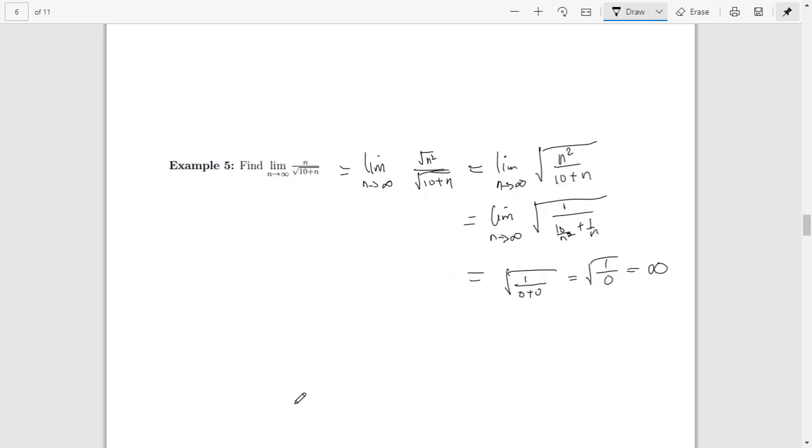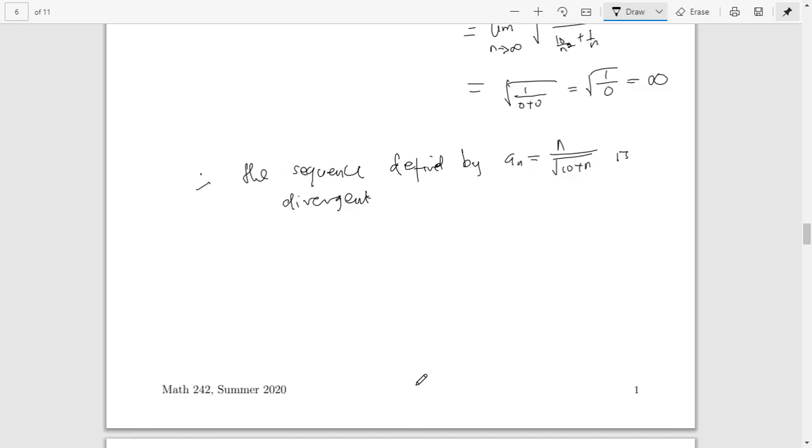So what does this tell us? Therefore, if we define a sequence defined by a sub n is equal to n over square root of 10 plus n, it is divergent. Because this limit does not exist or is infinite, this sequence diverges. It doesn't converge.